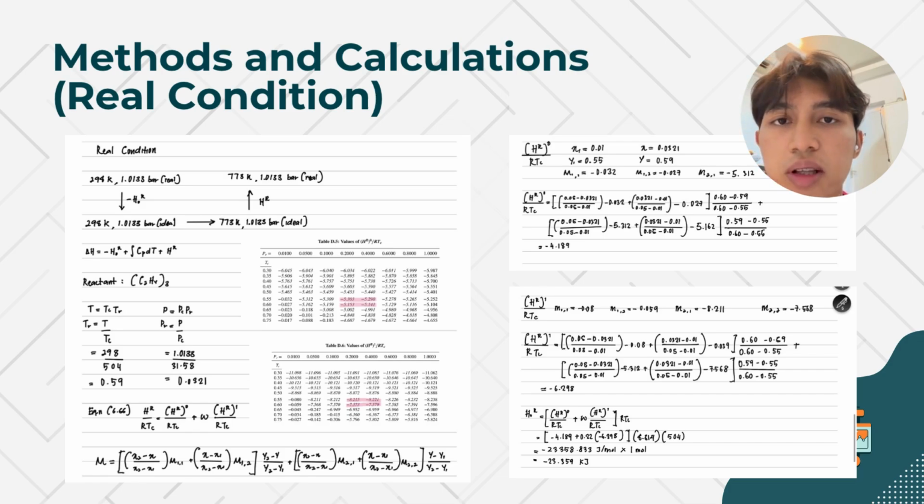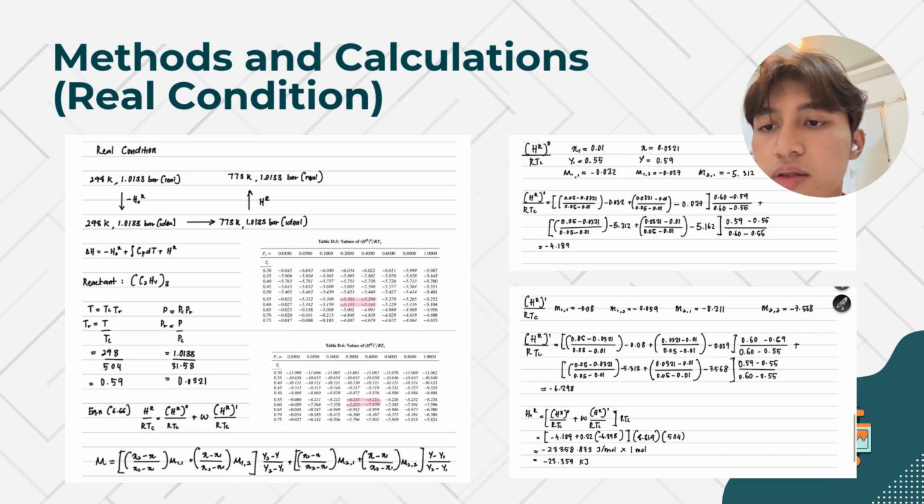First, we draw the hypothetical path for the real condition. We started with the reference condition at 298 K and 1.0133 bar and calculate the enthalpy change to the final condition at 773 K under the same pressure.